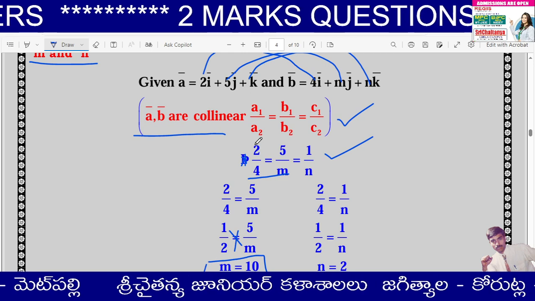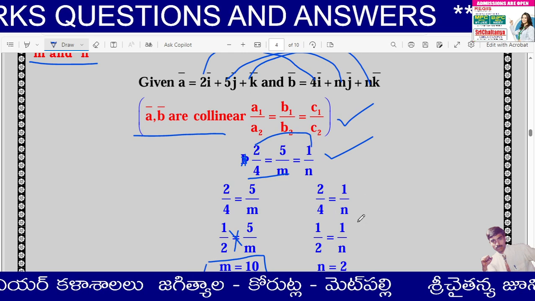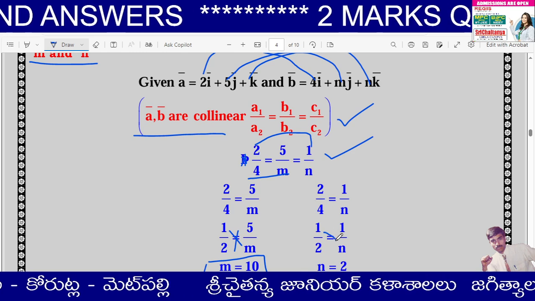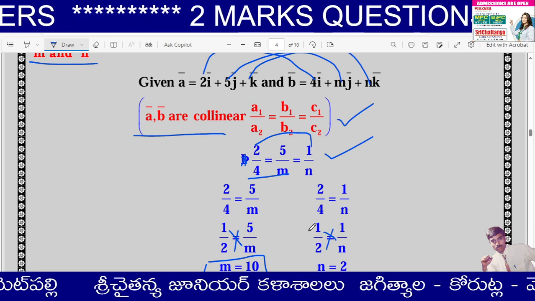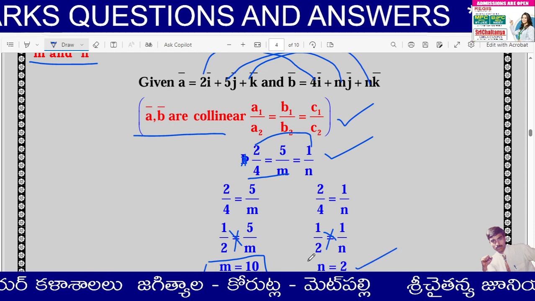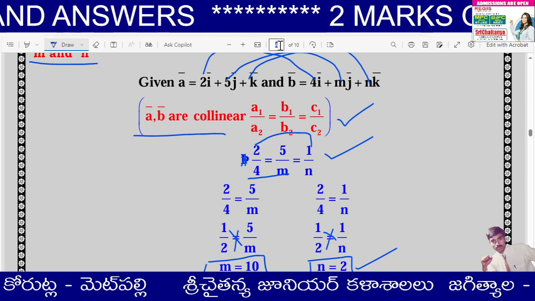Next, take the first and last: 2 by 4 is equal to 1 by n. 2 1s are 2, 2 2s are 4. Now cross multiplication: n into 1 is equal to n, 2 into 1 equal to 2. m value is 10 and n value is 2.